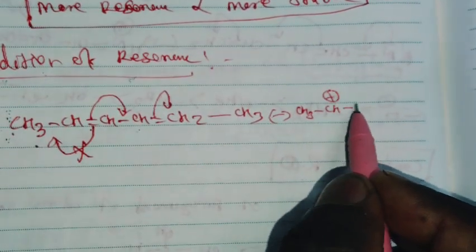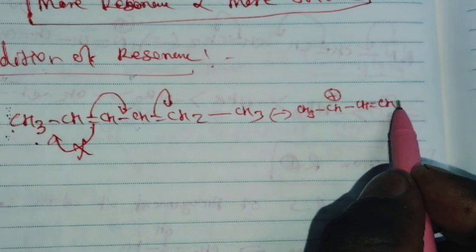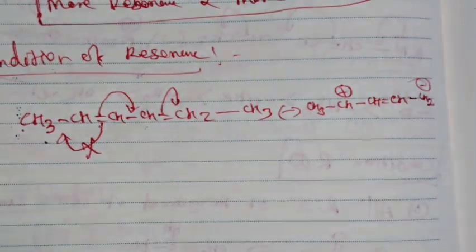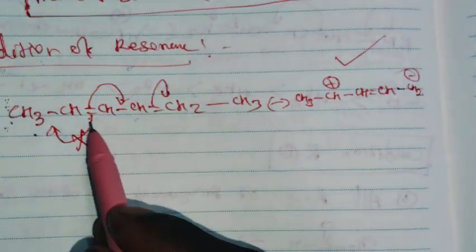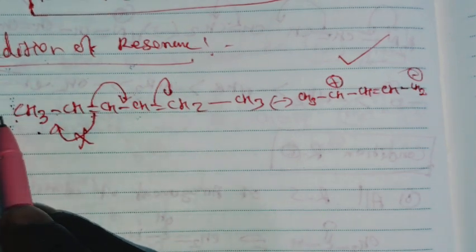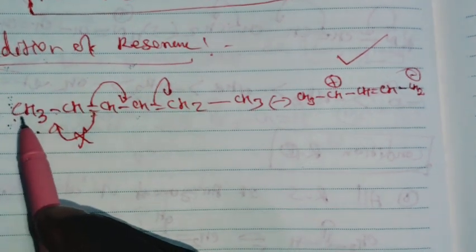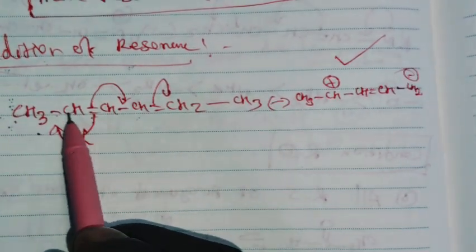CH3, CH plus, here CH double bond, here CH single bond, and CH2 minus. So this is a possible resonating structure. If the carbon of the pi bond cannot possess a vacant orbital, it cannot gain the electron from the pi bonded carbon. So this is not possible.